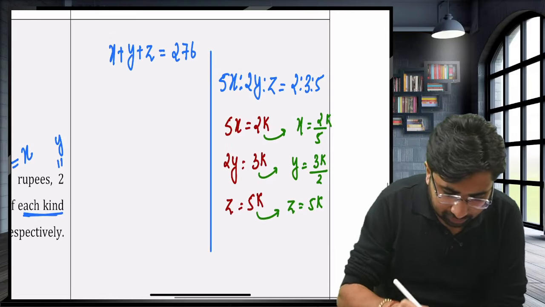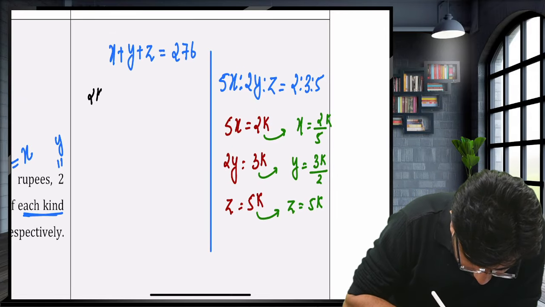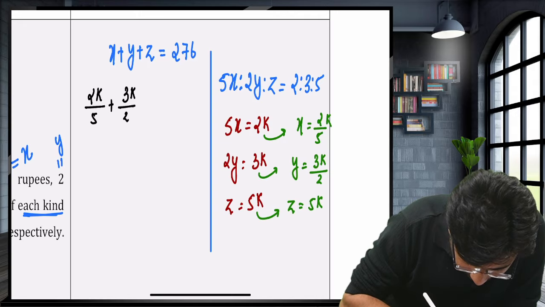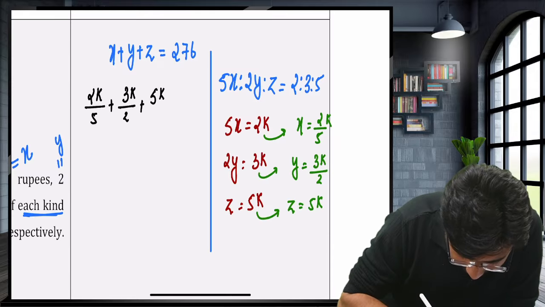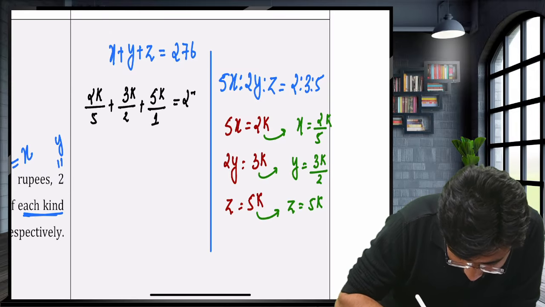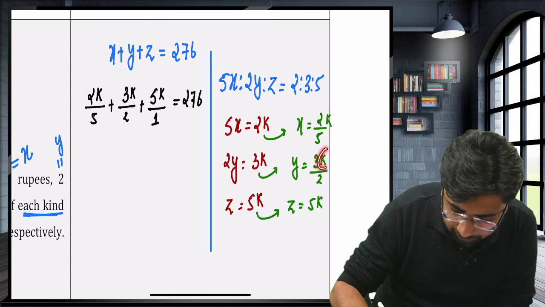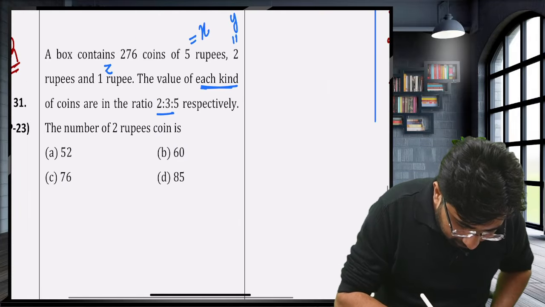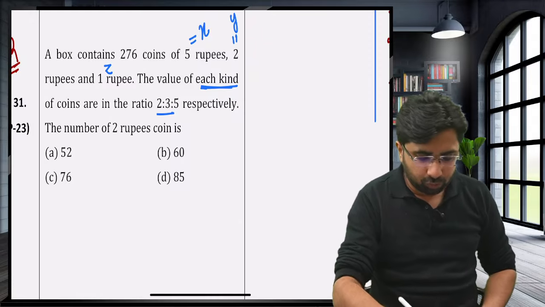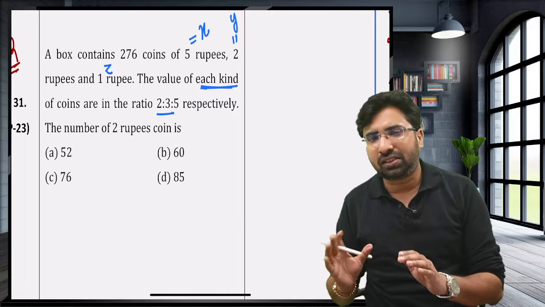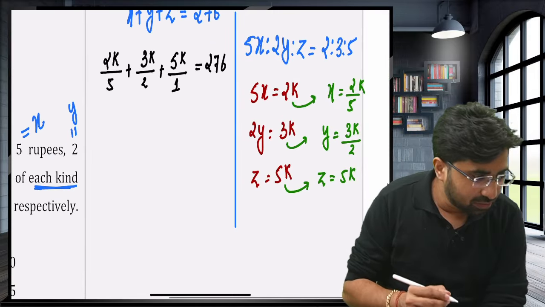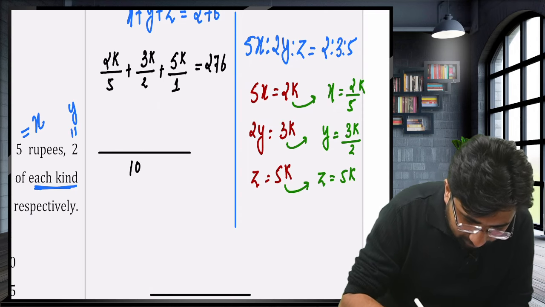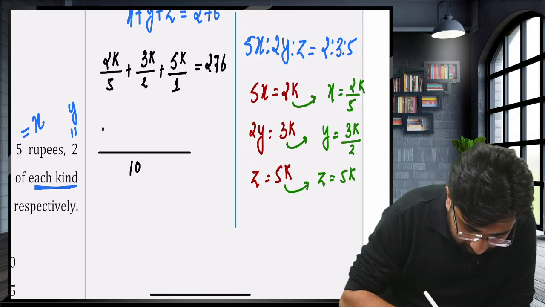Let's put it over here. 2k upon 5 plus 3k upon 2 plus 5k is equals to 276. Get the value of k. You put the value of k and you will get the value of y. They are simply asking the number of 2 rupee coins. You have assumed y. They are simply asking the value of y. Let's solve this. The LCM will be 10. Now 10 divided by 5, 2, that is 4k.